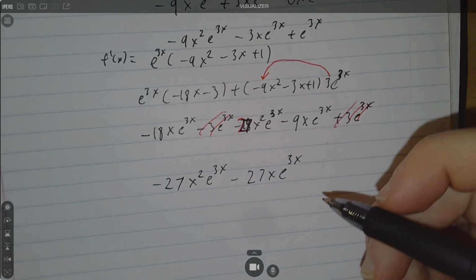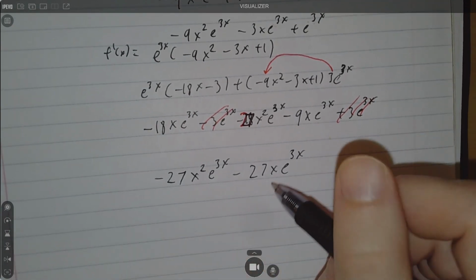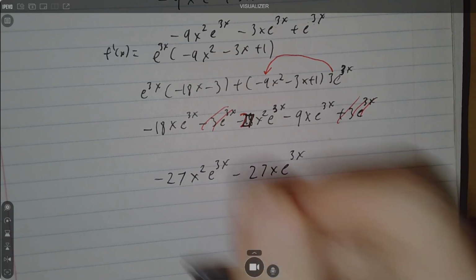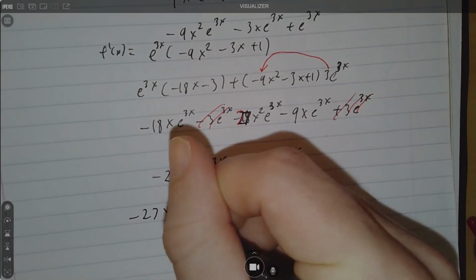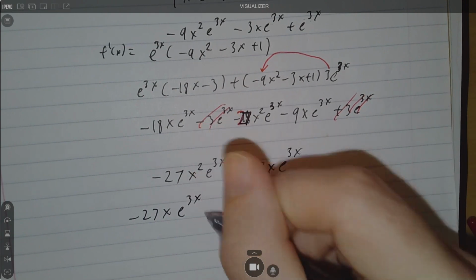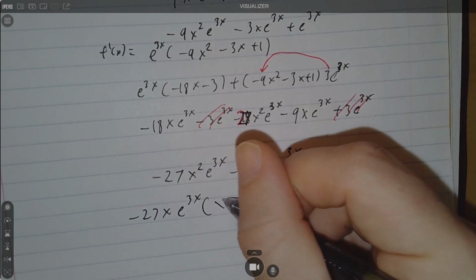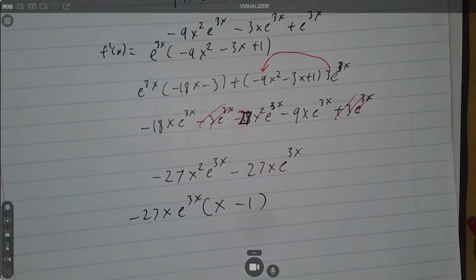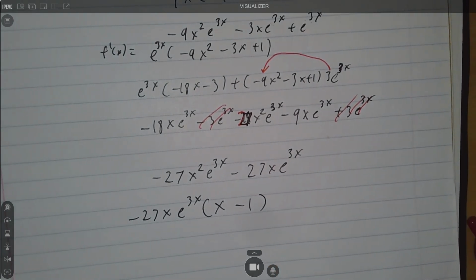Final step, we're going to factor out the greatest common factor, which is, as you can see, a negative 27x e to the 3x. So negative 27x e to the 3x comes out. Inside will be an x minus 1. You got to earn that extra credit, guys. You got to earn the extra credit.